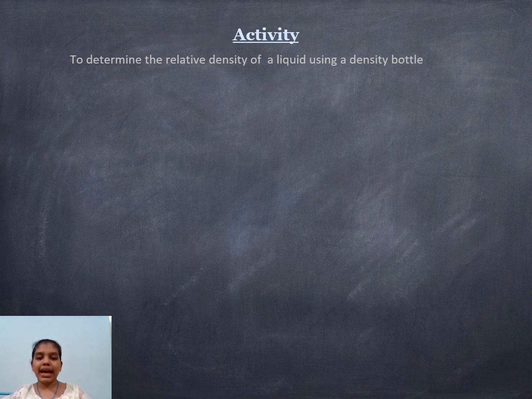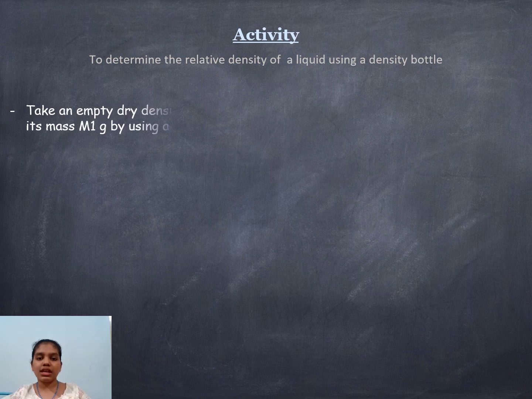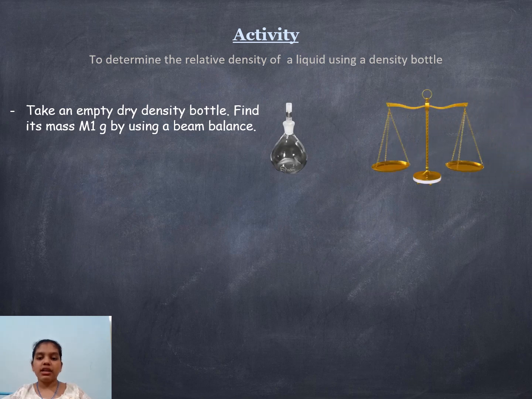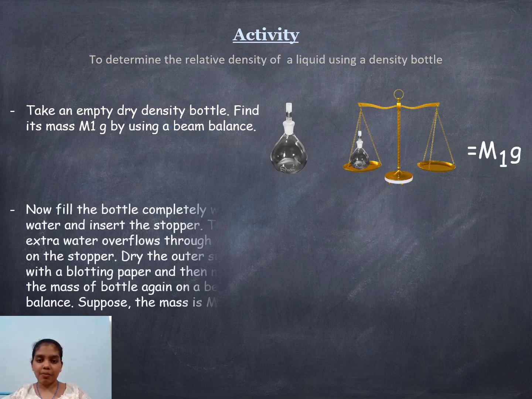Let us perform an activity to determine the relative density of a liquid using a density bottle. First, we take an empty dry density bottle and we find the mass of the density bottle using a beam balance. We refer to this mass as m1 gram.